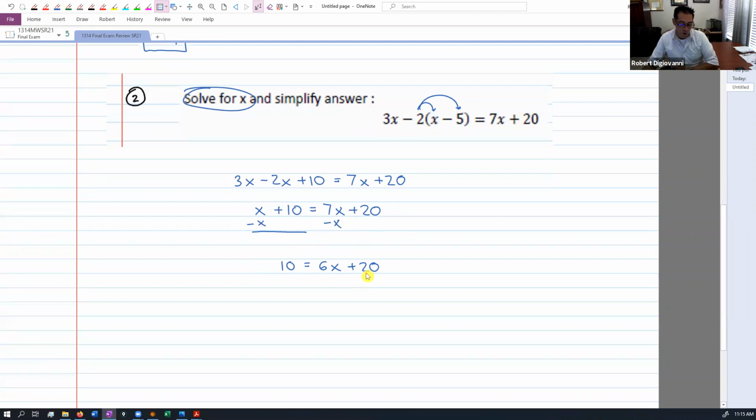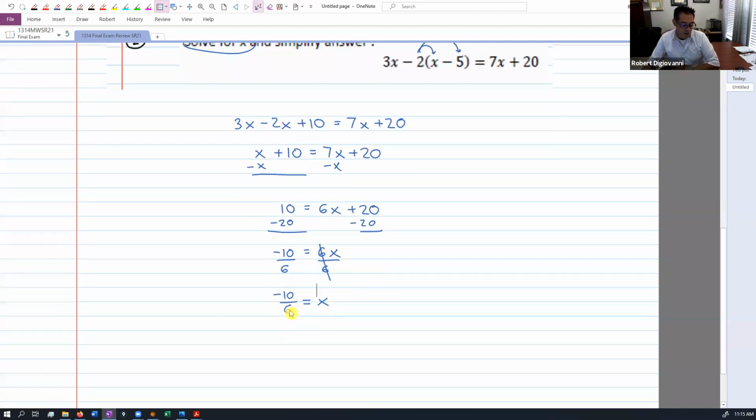And then I'm going to get the 20 out of the right side. So I'm going to subtract 20 on both sides. That gives me -10 equals 6x. And now because I have 6 times x equals -10, I will divide both sides by 6. So I get -10 over 6 equals x, because the 6's cancel.